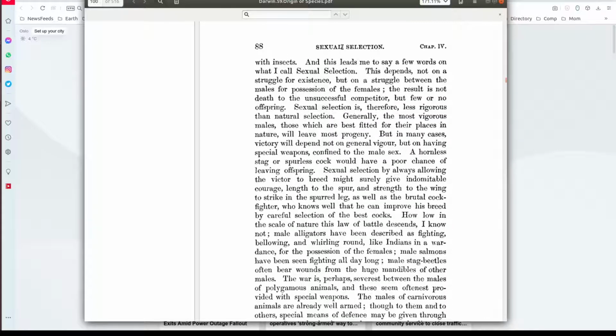So here he defines sexual selection on page 88. Sexual selection depends not on a struggle for existence, but on a struggle between the males for possession of the females. And what's the result? The result of that struggle is not death to the unsuccessful competitor, as it would be in the struggle for existence, but just fewer or no offspring.